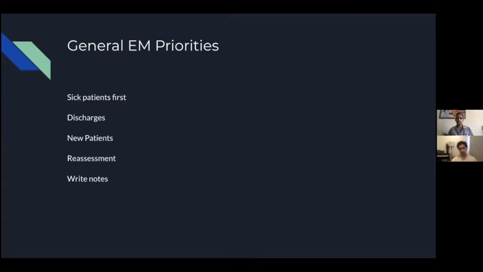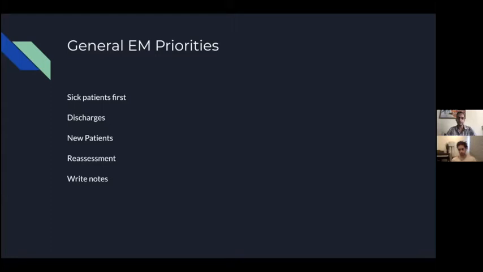So the first thing we'll talk about is just general EM priorities. This is how you want to prioritize all the activities and patients that you see in the emergency department. So number one is the sickest patients first. No matter what, it's your responsibility to work and treat sick patients. After that is discharges. So the moment you can discharge a patient, you should discharge them.